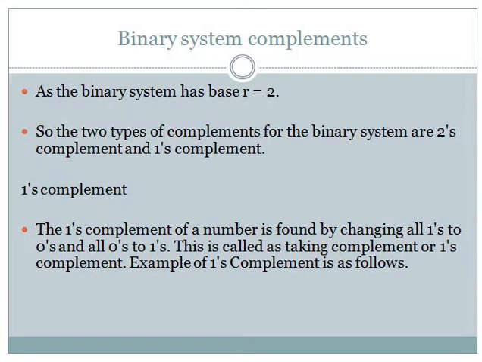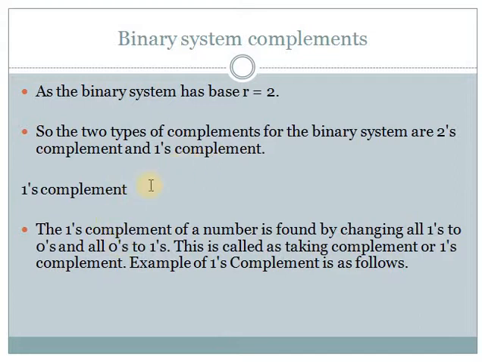I have already said that there are two types of complement. So now we will see binary system complements. The binary system has the base 2, because it has only two things, one is 0 and another one is 1, that is why the base is 2. So the two types of complements for binary numbers are 2's complement and 1's complement.